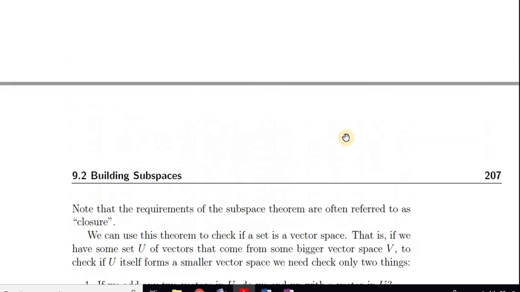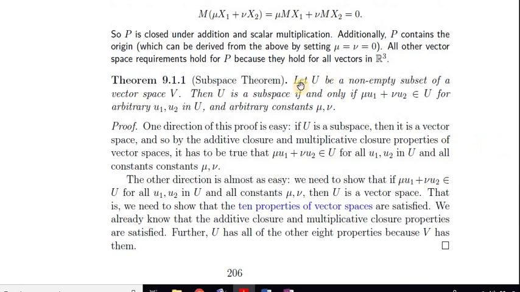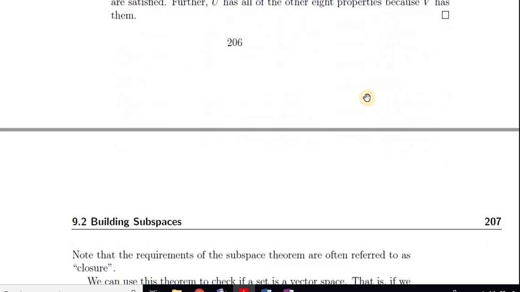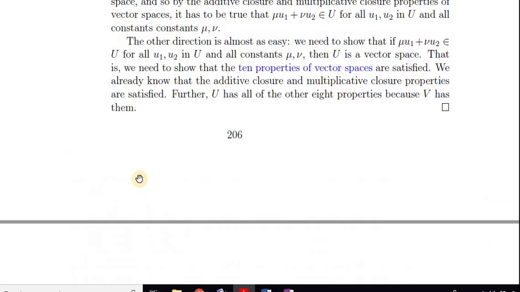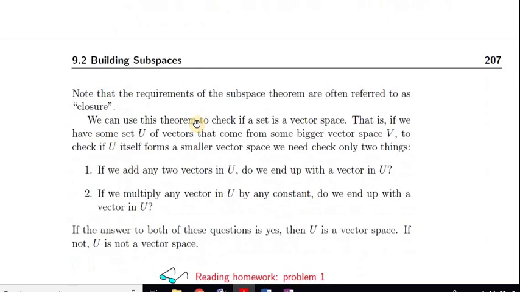Now here it says that the condition is that if any linear combination of vectors in U is in U, then U is a vector space. Now you can check that in two steps. You can say if you add any two vectors in U, do you still get a vector in U? And if you multiply any vector in U by a constant, do you end up with a vector in U? So sometimes it's better to check the two separately, and sometimes it's better simply to check whether a linear combination of vectors in U is in U. In other words, sometimes it's better to just check this directly. Either way is fine, whatever you're most comfortable with.